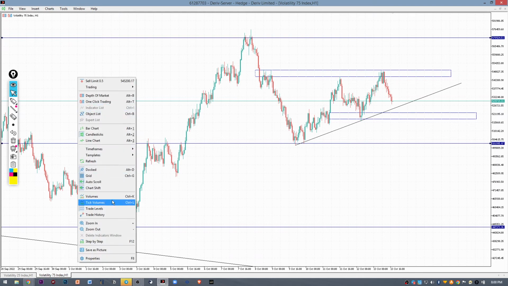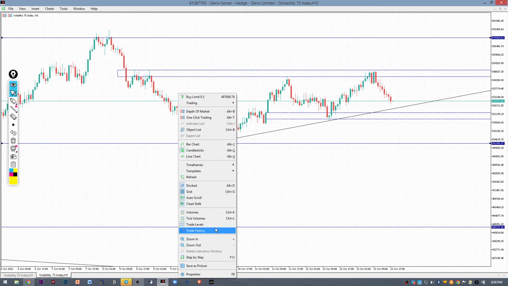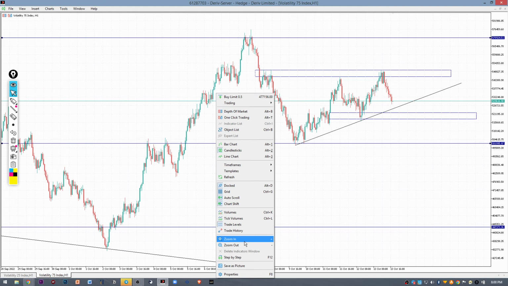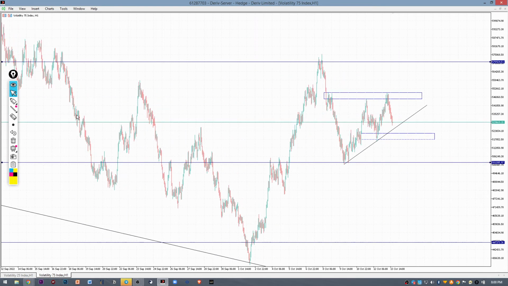If we just zoom in, give me a moment, just zoom in right here. You guys can see this level was respected multiple times in the past, so history repeats itself. So this is the level that I would love for price to come into.